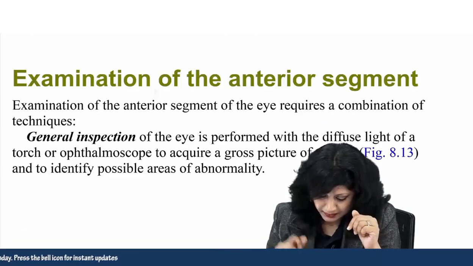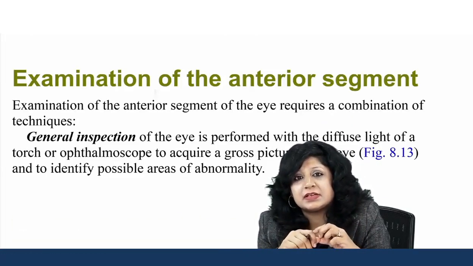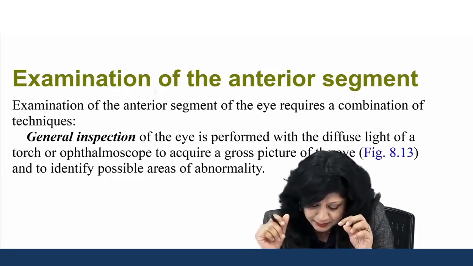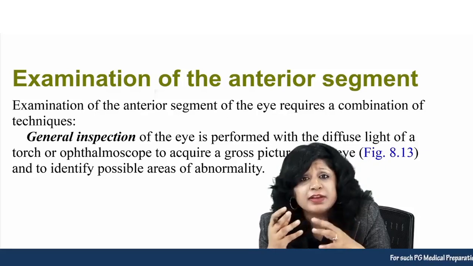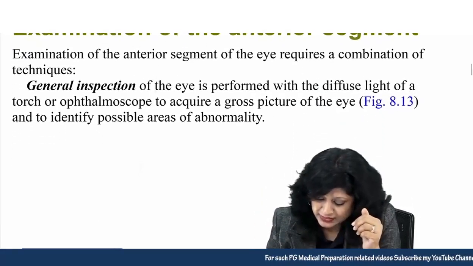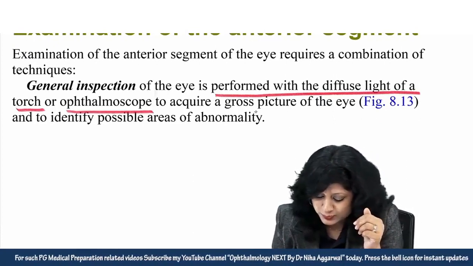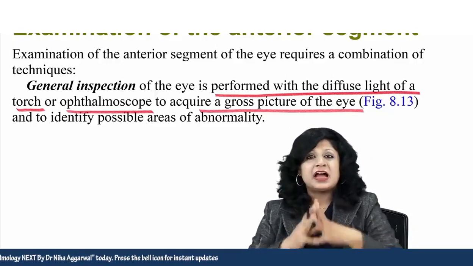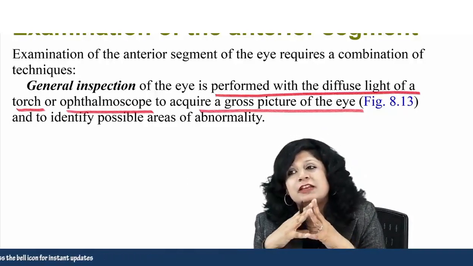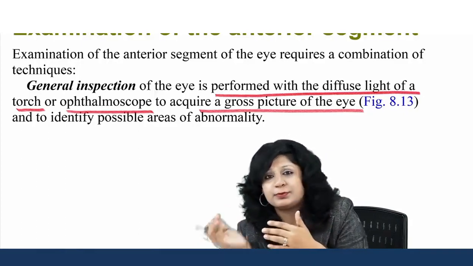All right. Now we come to the examination of the anterior segment. Examination of the anterior segment actually requires a lot of techniques. General inspection of the eye is performed with the diffuse light of a torch or ophthalmoscope to acquire a gross picture of the eye. Whenever you start with the examination, it has to be very, very precise. First we do the examination of the anterior segment and then the posterior segment.